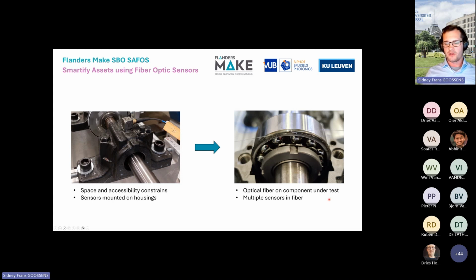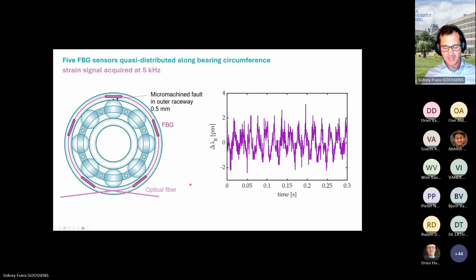What's the advantage here of an optical fiber sensor? We can install the fiber, as you can see here, directly on the side of the bearing. You see it's installed with an adhesive here, and we can have multiple sensors in that optical fiber to monitor the strain at different locations on that bearing. And that's exactly what we did in the first part of the project. So we instrumented a roller bearing, or ball bearing better, with 5 FBG sensors equidistantly spread along the outer raceway of the bearing. And we measured the strain at these 5 locations.